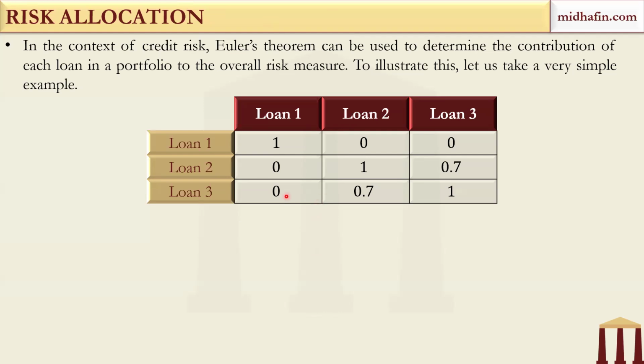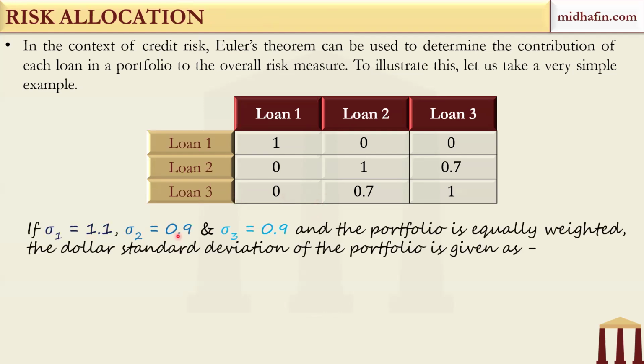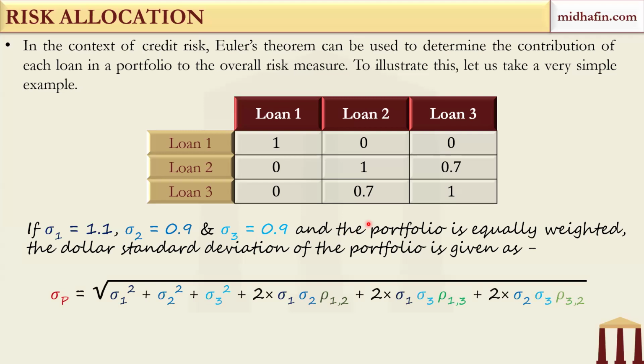Now, standard deviations, if you know them, if suppose these three are the standard deviations and the portfolio is equally weighted, then the standard deviation of the portfolio is given by this. Can you please calculate this and tell me what is the answer?